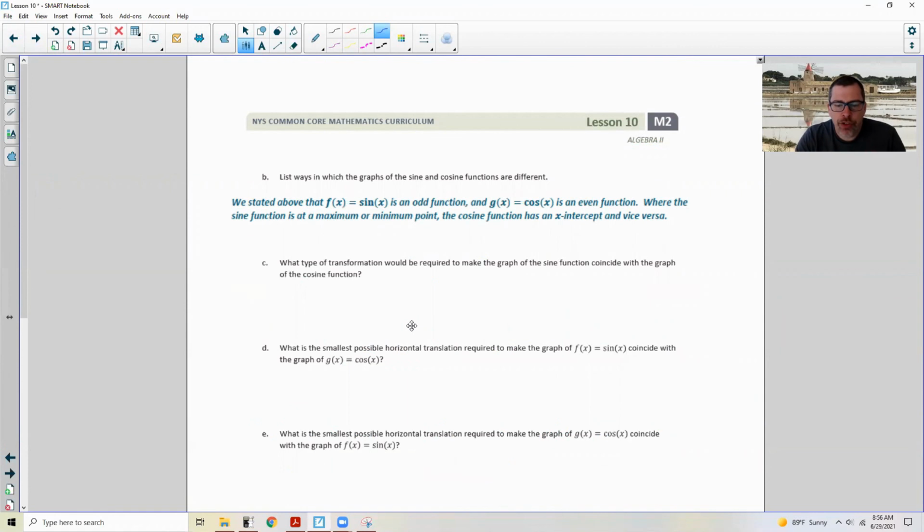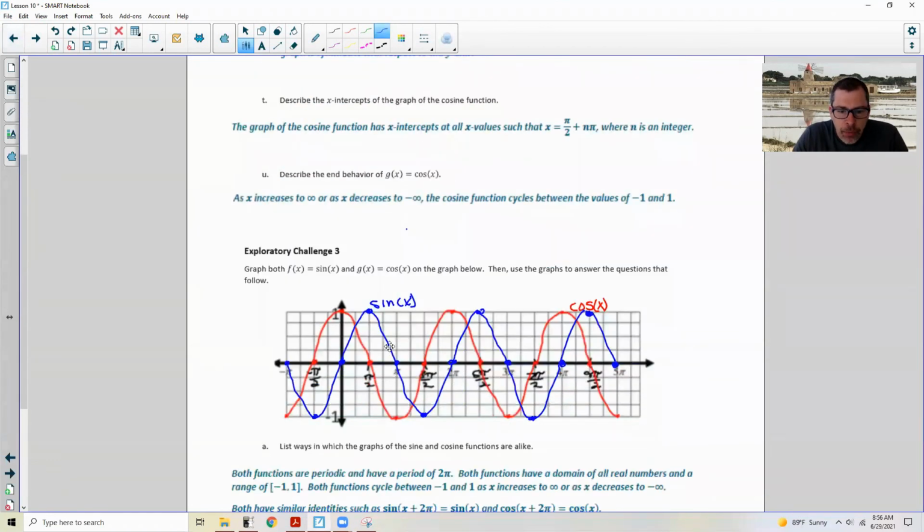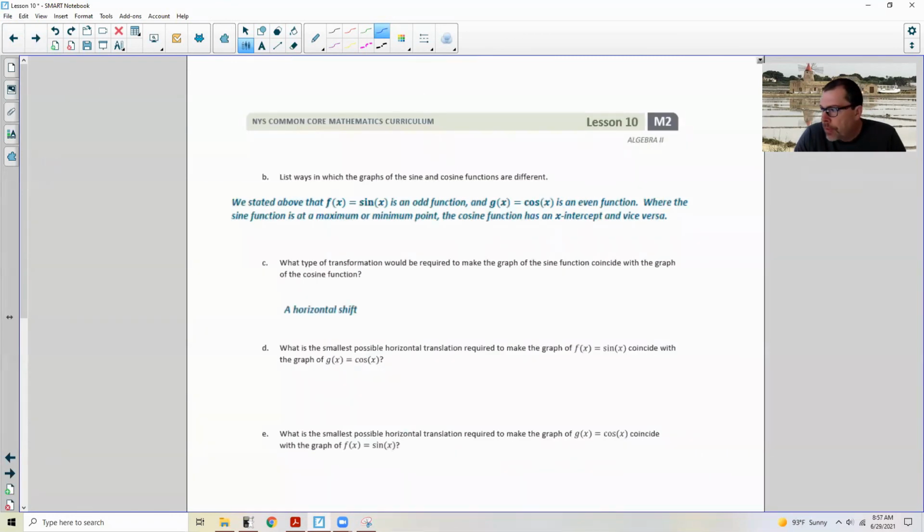C, what type of transformation would be required to make this graph of the sine function coincide with the graph of the cosine function? If I go back, the sine is blue, and I would need to shift it to the left a distance of pi over 2. Or I would need to shift it to the right a distance of pi plus a half, which is 1.5 pi. Either way you look at it, it'd be a translation left by pi over 2 or right by 3 pi over 2. So a horizontal shift, depending on what direction you go, different distance.